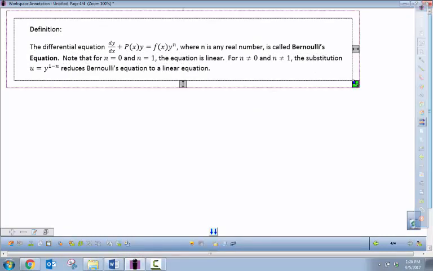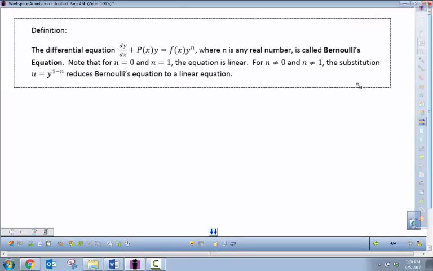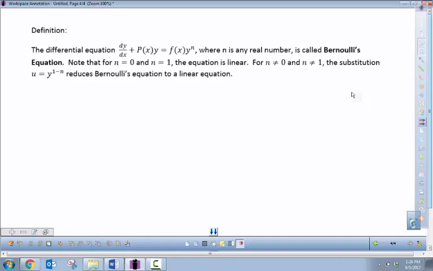It's not linear because, remember, linear means all the dependent variables, including its derivatives, are just to the first power. And the other side here has y, which is the function that we're looking for, raised to the nth power. So it is not linear. But it looks close to linear, right? Except for the y to the n over there on the other side.